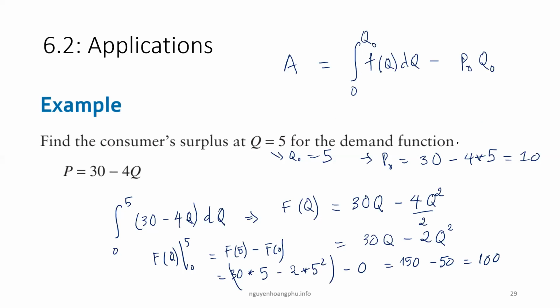And now we have P0 multiplied by Q0, which is 5 multiplied by 10, so it's equal to 50. So finally we have A, the consumer surplus, which is equal to 100 minus 50, which is equal to 50.